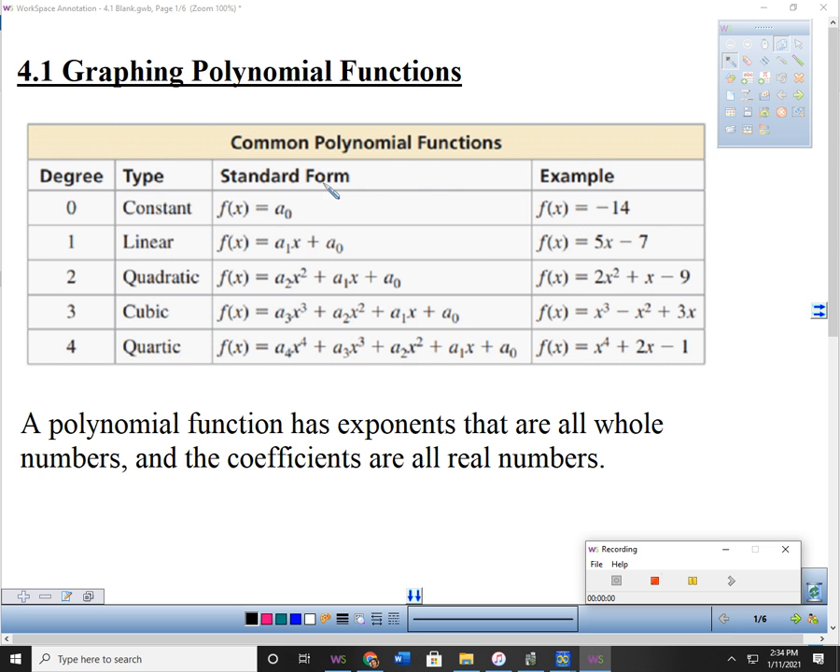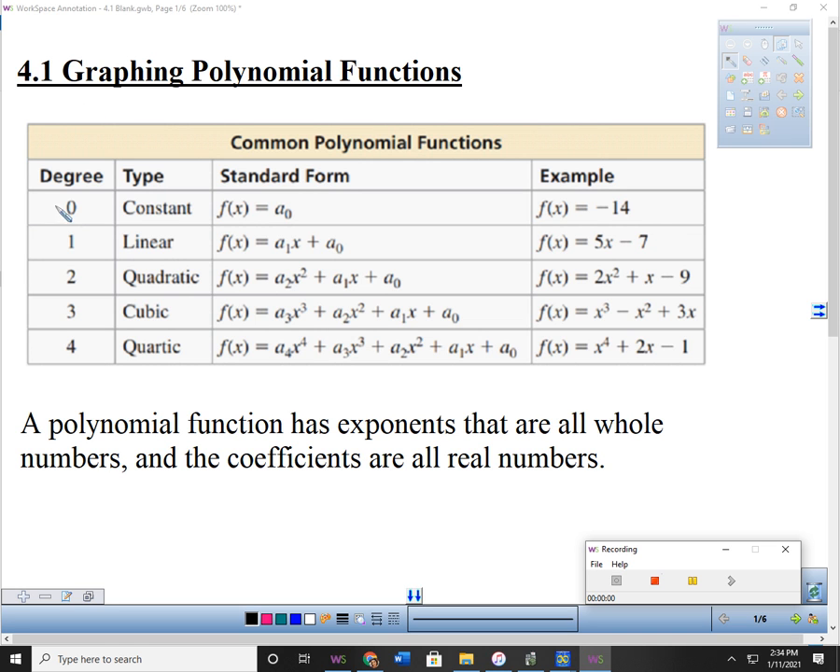All right, so in 4.1, we're going to talk about graphing polynomial functions. In 4.2, we're going to talk about adding, subtracting, and multiplying. And then 4.3 gets its own lesson for dividing. Okay, so we'll review over long division of numbers before we do that. So in this first lesson, we're going to learn about naming the polynomials and then graphing the polynomials.